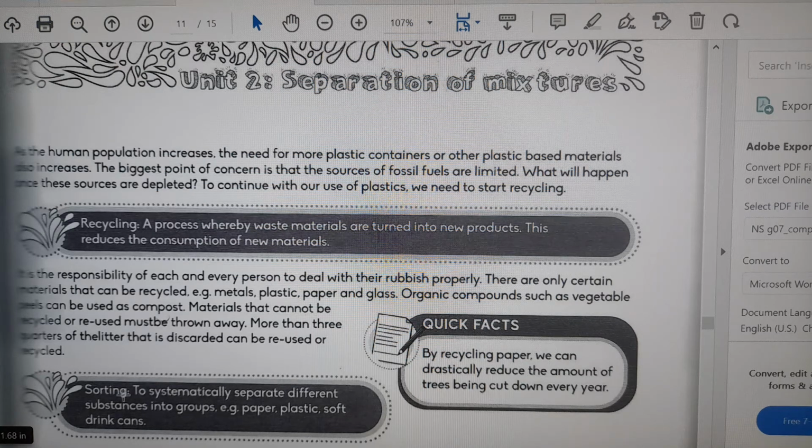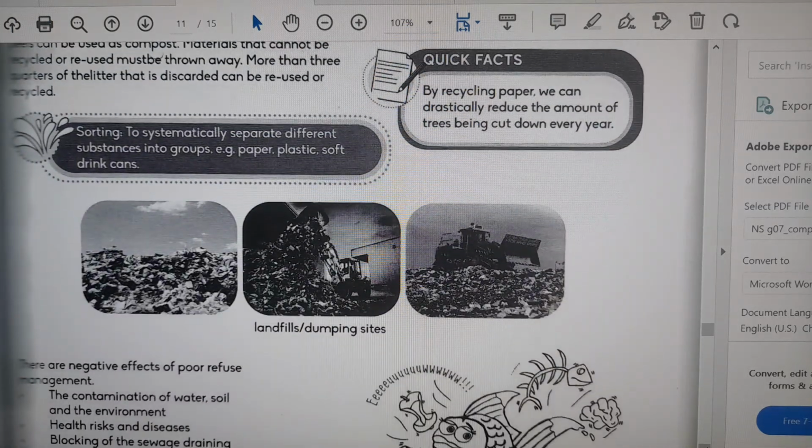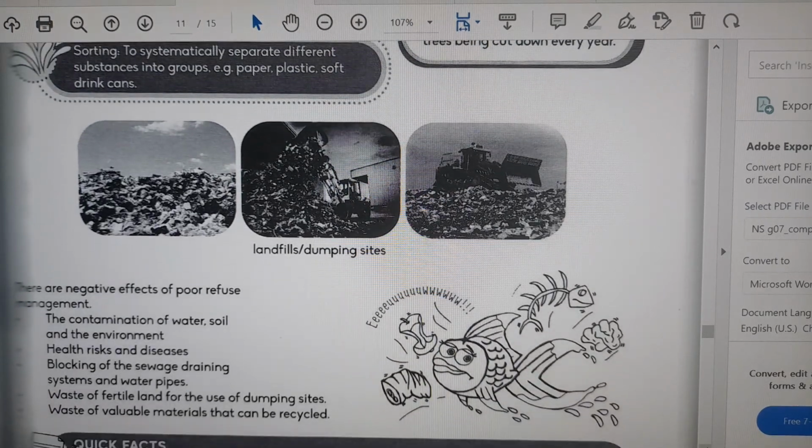So what is sorting? Sorting is to systematically separate different substances into groups. For example, paper on the side, plastic on the side, soft drink cans on the side. By recycling paper, we can drastically reduce the number of trees that are being cut down every year. Okay, look at the landfills and dumping sites.